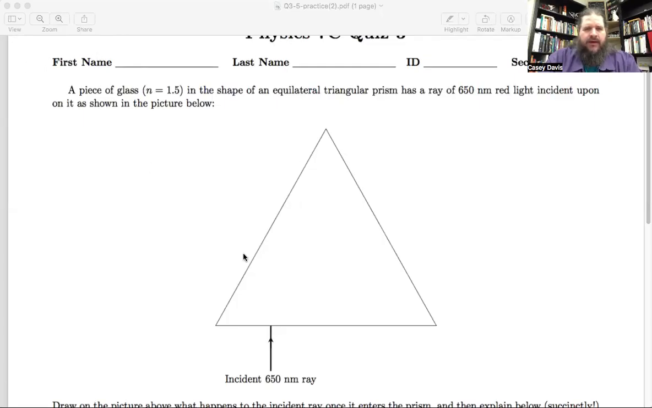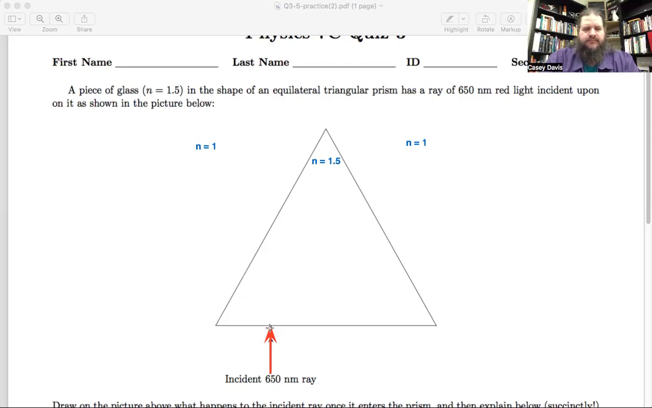Okay, it looks like we've got a prism in the shape of an equilateral triangle made out of glass with a high index of refraction, n equals 1.5, surrounded by air, so that'll be n equals 1. And we've got this ray of light coming in, originally going in along this straight up direction. And when light hits the surface like this, what would you expect to happen?